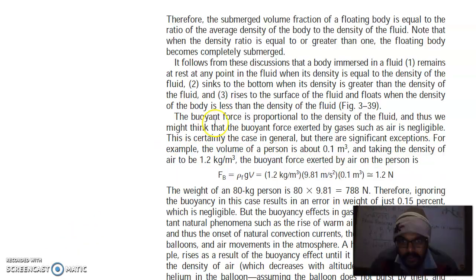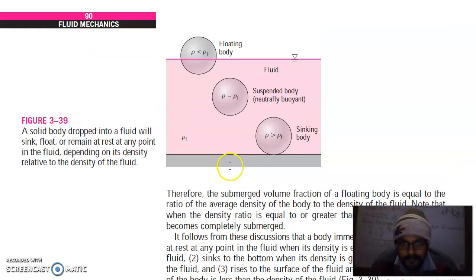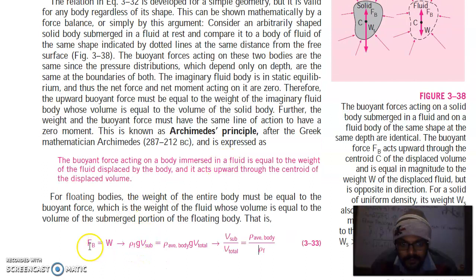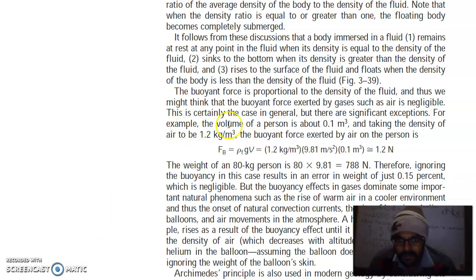The buoyancy force is proportional to the density of the fluid, and thus we might think that the buoyancy force exerted by gases such as air is negligible. You can see from this relation, the buoyancy force is proportional to the density of the fluid. The fluid can be air. This is certainly the case, but there are significant exceptions.